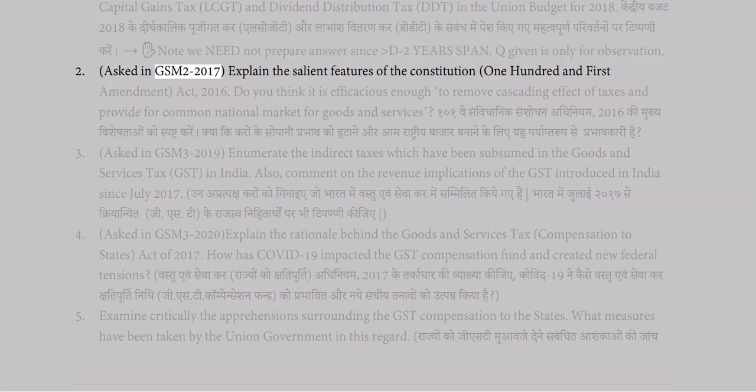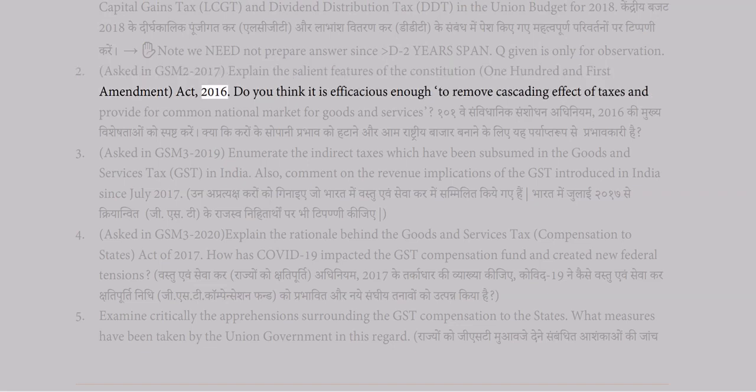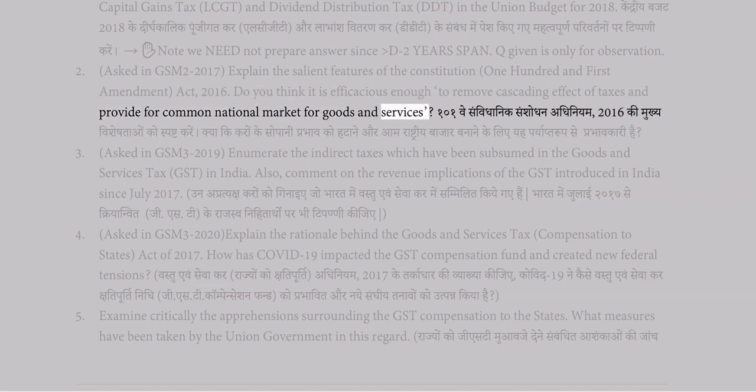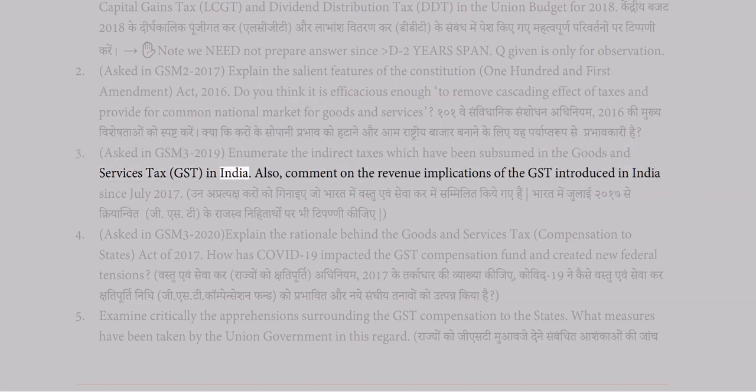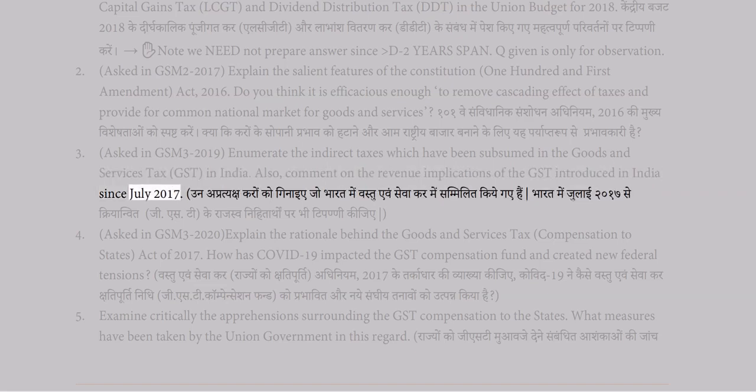2. Asked in GSM 2-2017: explain the salient features of the Constitution 101st Amendment Act, 2016. Do you think it is efficacious enough to remove the cascading effect of taxes and provide for a common national market for goods and services? 3. Asked in GSM 3-2019: enumerate the indirect taxes which have been subsumed in the goods and services tax, GST, in India. Also, comment on the revenue implications of the GST introduced in India since July 2017.